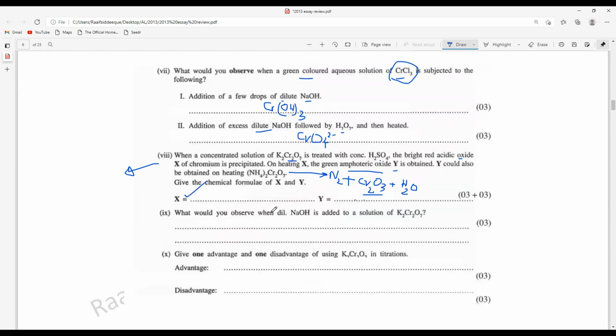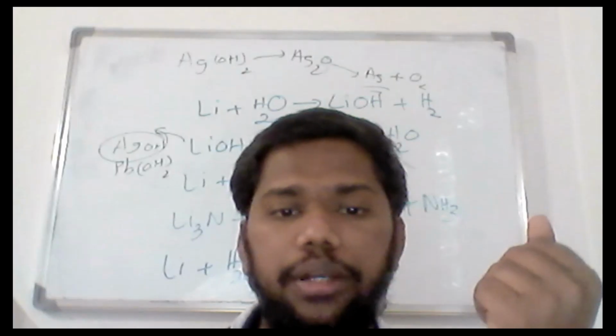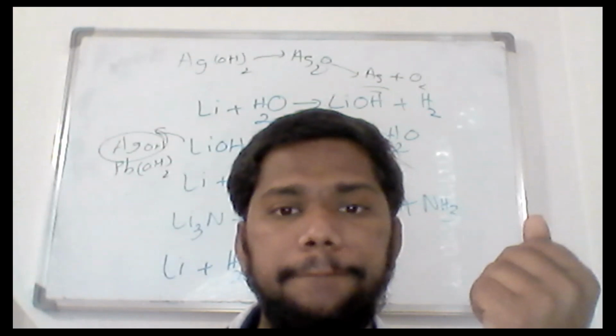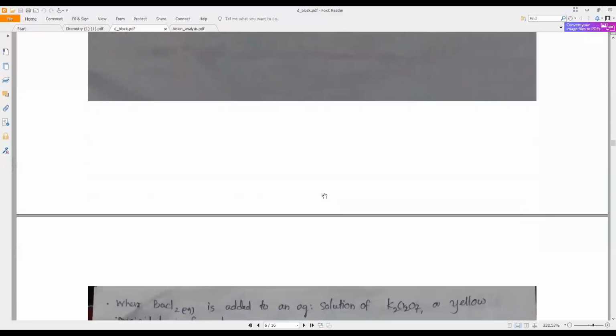And so you know now X and Y. And what would you observe when dilute NaOH is added to Cr2O7 2-? So this is another one that you should know here. So I will show you here, because this is very important. Okay.